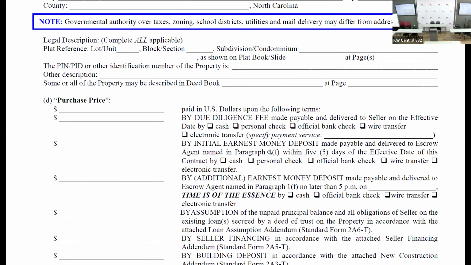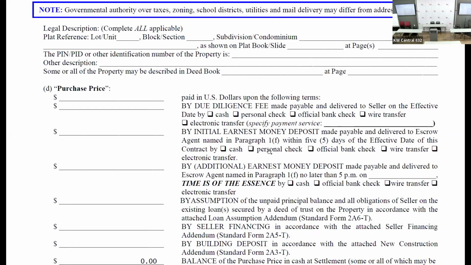Purchase price, US dollars, due diligence, and just check the box. We don't do cash, so you should never check cash. You can't make a copy of cash, the federal offense. So that's why we don't accept cash. If a buyer comes to you and says, here, I got this cash, great, run down to the Walgreens, get that in a money order for me and bring it back.